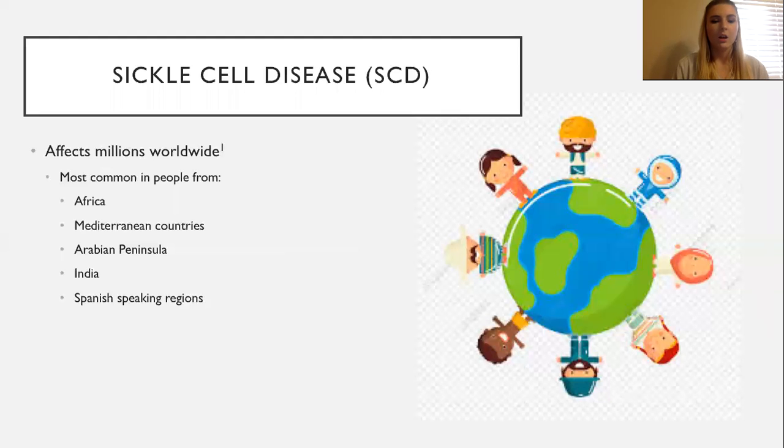Sickle cell disease, just a brief background, affects millions of people worldwide, but it is most common in people from Africa, Mediterranean countries such as Greece, Turkey, and Italy, the Arabian Peninsula, India, and Spanish-speaking regions in South America, Central America, and parts of the Caribbean.